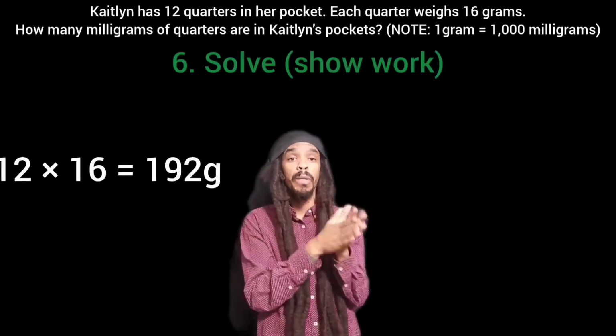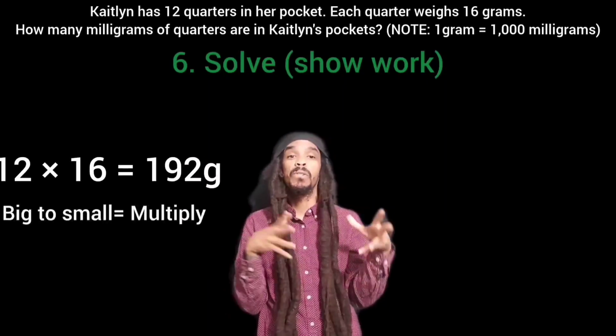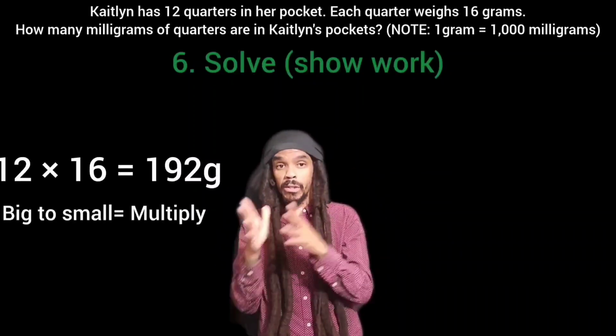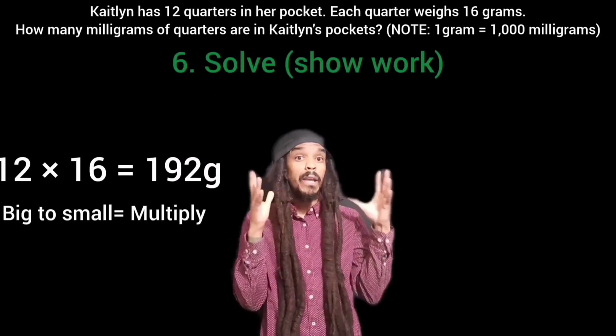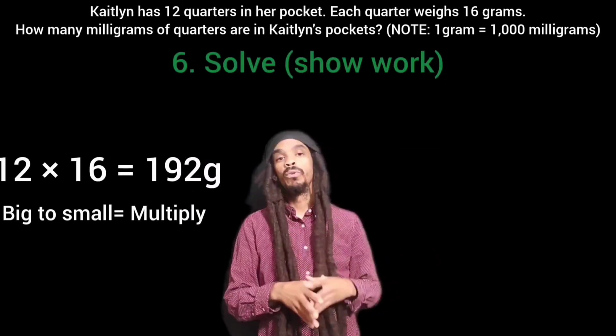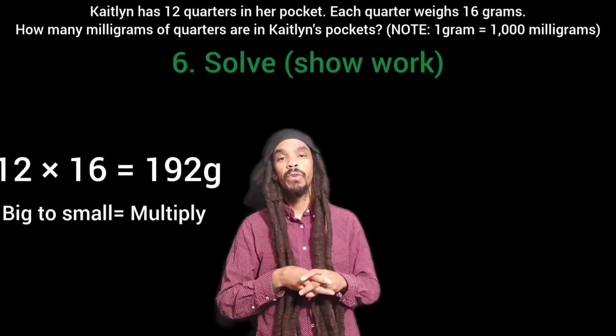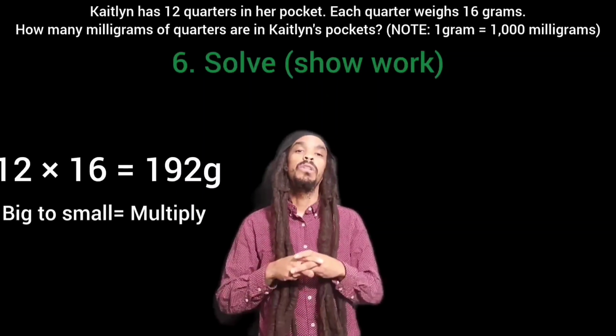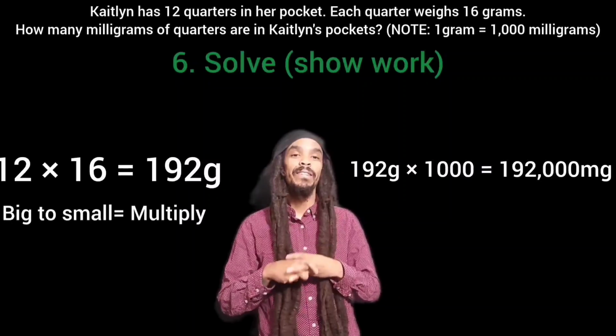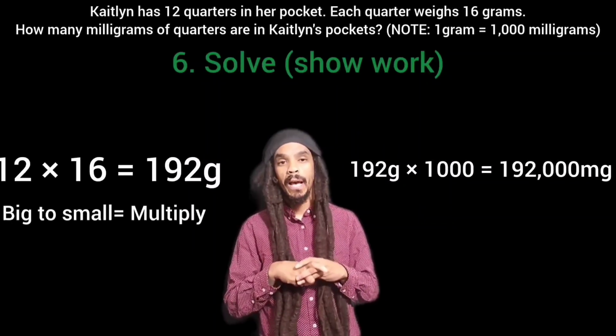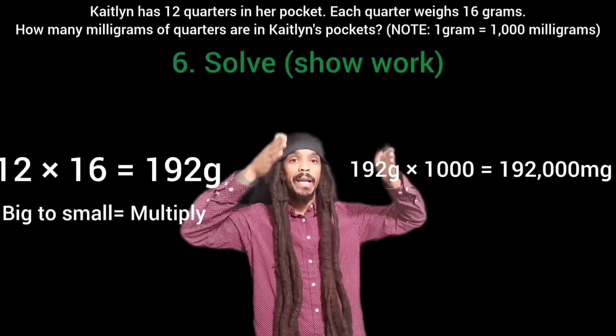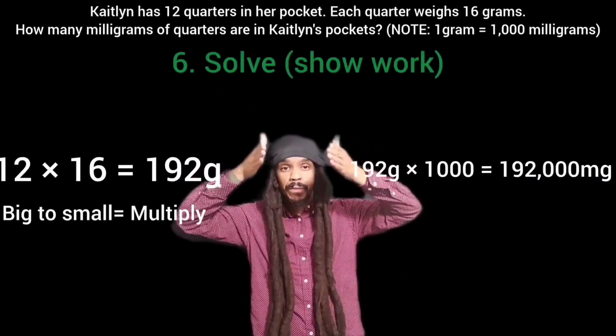Grams are larger than milligrams, so we need to go from big to small. From bigger units to smaller units, it's going to take more units. So you're going to multiply, and our conversion rate is 1,000. So let's do that: 192 times 1,000.